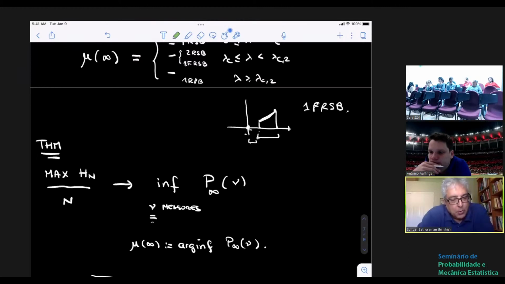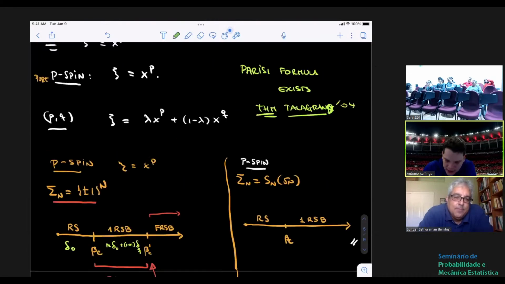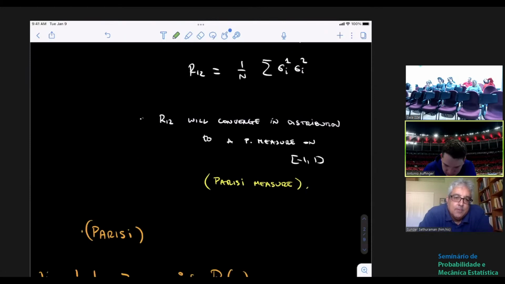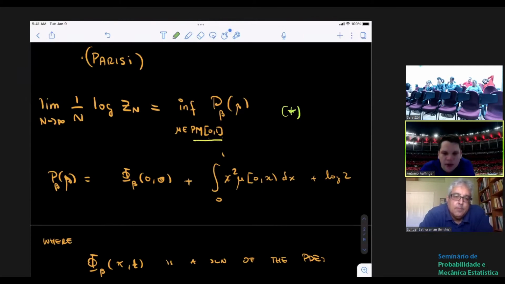Maybe just one more general question. How does this connect with the overlap? You mentioned that at the very beginning. Is there a connection, or is it just obvious? It is a theorem due to Talagrand. When he proved Parisi's formula, he proved that the law of the overlap converges to the law of this minimizer. So the law of R12 squared converges to it. It's a theorem, not trivial, but now it's sort of standard, I'd say.